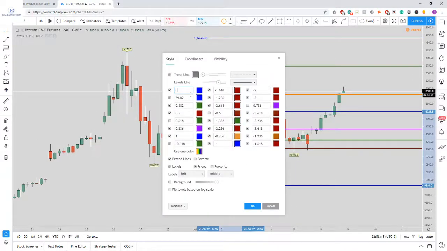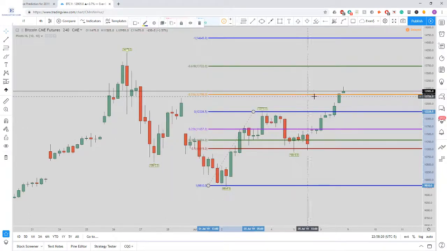Let me look at one thing here. Okay, I didn't save my fibs from earlier. Oh well, no big deal. So that initiates this trade.